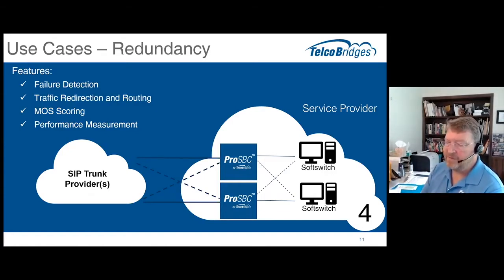If one of the SBCs were to fail, or the server were to fail or to crash, the soft switch can detect it, reroute the traffic. So any one of these systems can fail and the rerouting can occur.